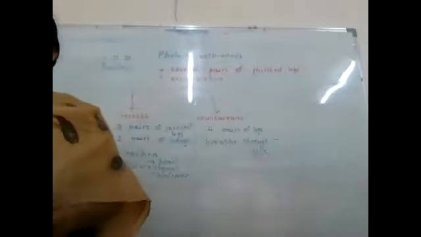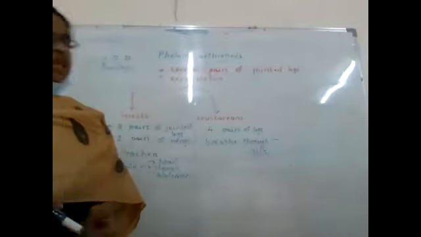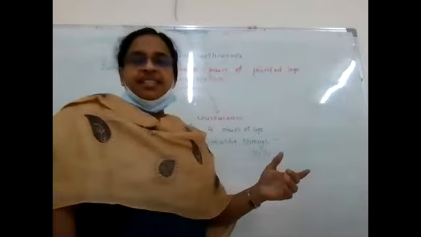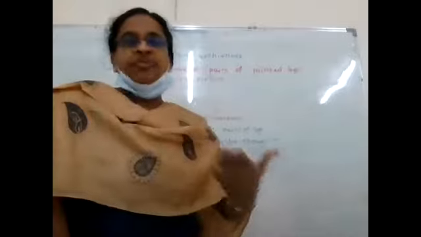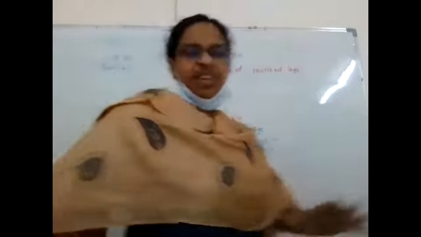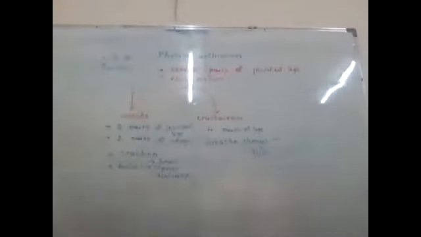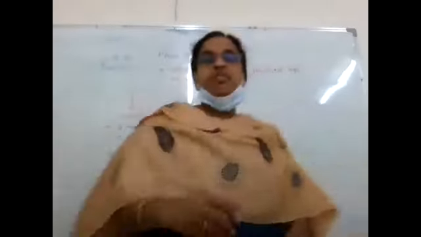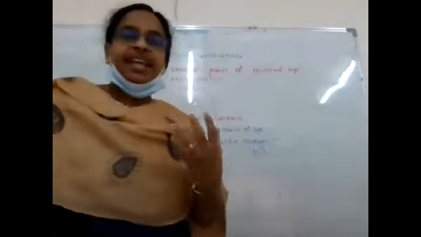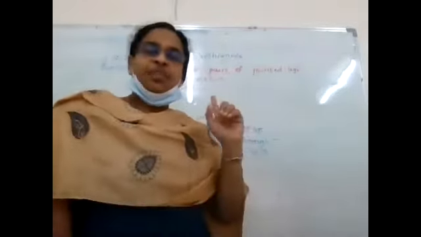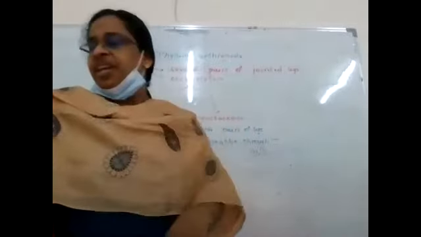So which are the characteristics? How many pairs of legs? More than 4. Crabs have more than 4 pairs of legs, and I will just close the door. They have more than 4 pairs of legs and they breathe through gills. I think I explained gills once when I was explaining about fish.